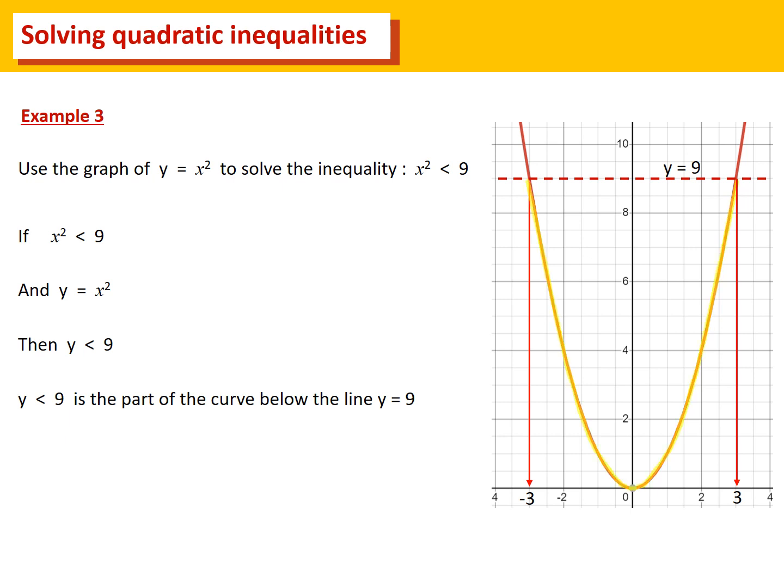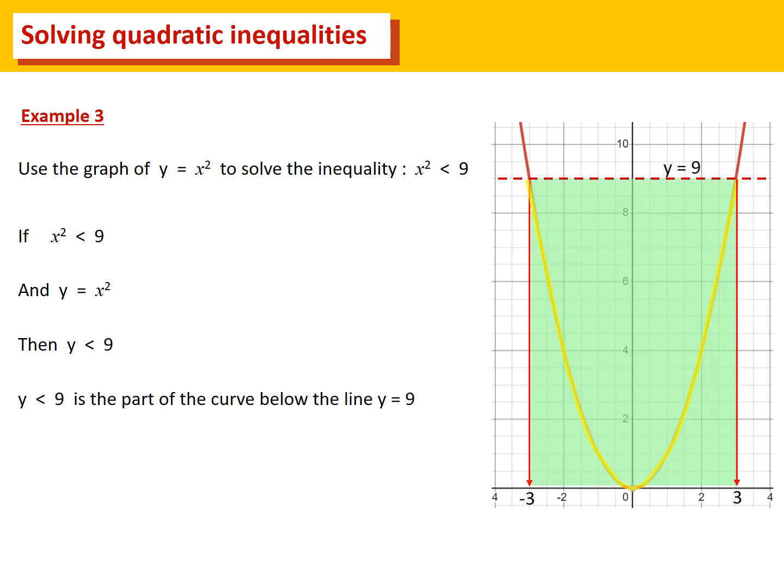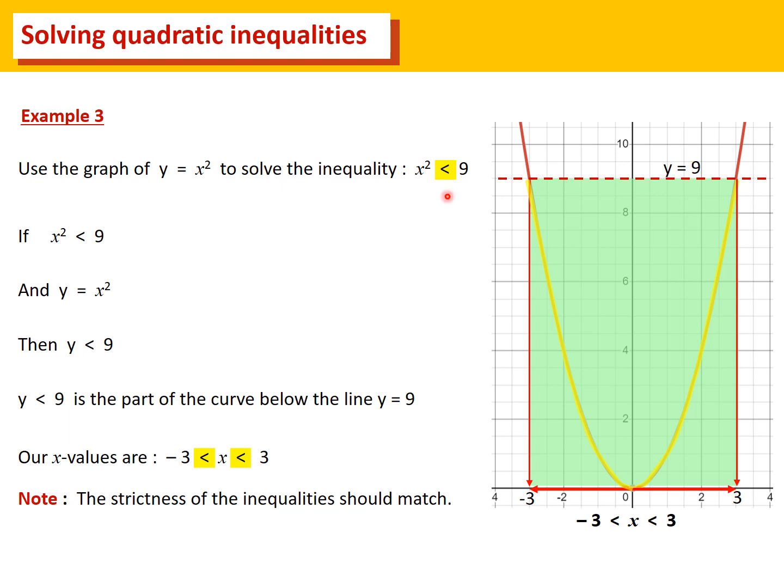The bit of the curve we want is below the line, so that yellow bit there, and therefore the x values that give us that yellow bit of the curve are between negative 3 and 3. So our solution, where is x squared less than 9? x squared is less than 9 as long as x is greater than negative 3 but less than 3. And one final detail, the original inequality given to us was strict, i.e. it doesn't allow for or equal to, so neither does our answer. There's no or equal to in our answer.